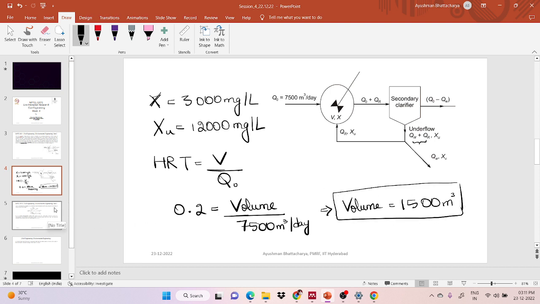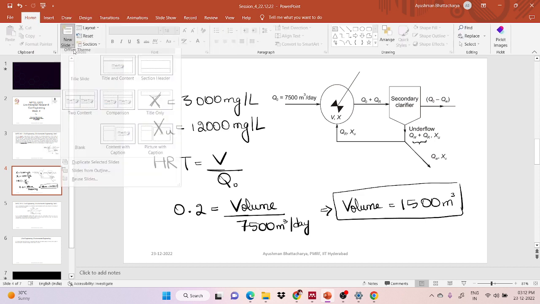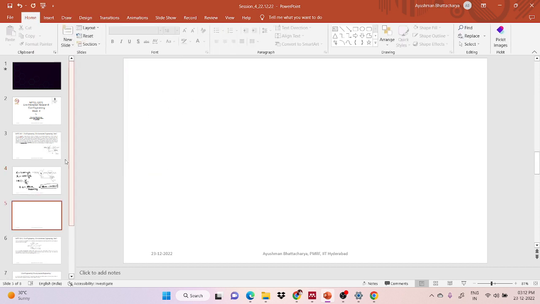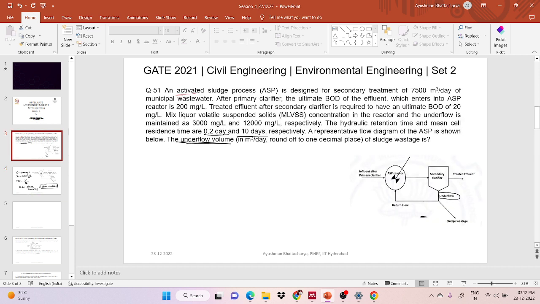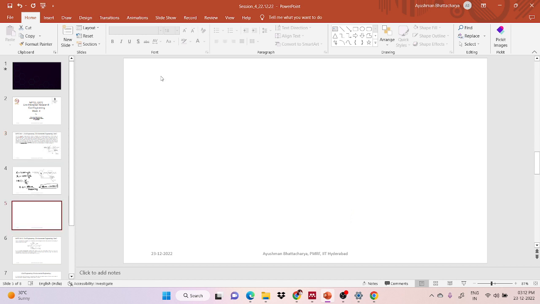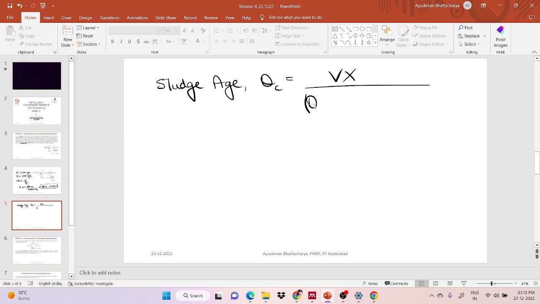Now in the next step, once we got the volume, we have to calculate the sludge age. So sludge age formula is theta c is equals to VX divided by Q naught minus QW Xe plus QW XU.